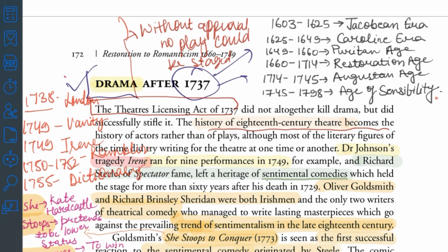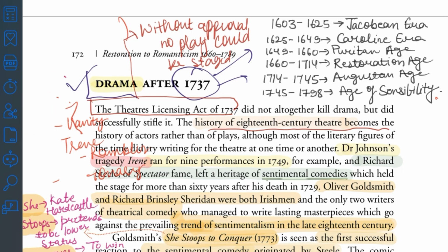Don't try to memorize it in one day. Just make yourself continuous reading. If you read continuously, you will learn everything easily.